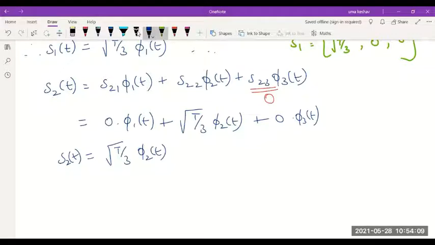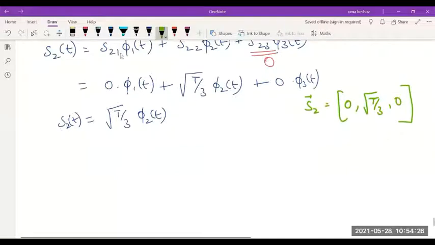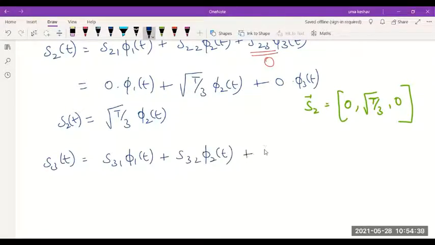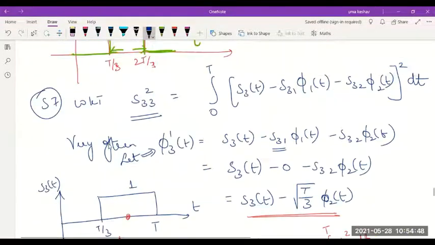And what are the coordinates of the vector S2? The signal vector S2 has coordinates 0, root t by 3 in the phi 2 axis, and 0 in the phi 3 axis. So these are the coordinates. Next, let's write the expression for signal S3 of t. S3 of t will be S31 phi 1, S32 phi 2 plus S33 phi 3. All these exist. I think S31 value was 0, right?